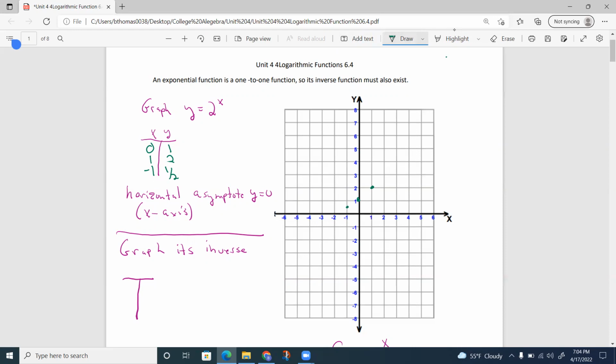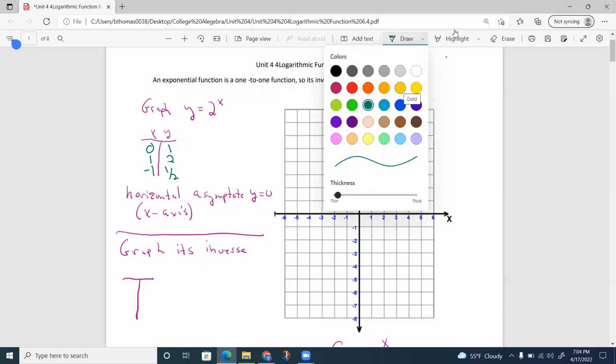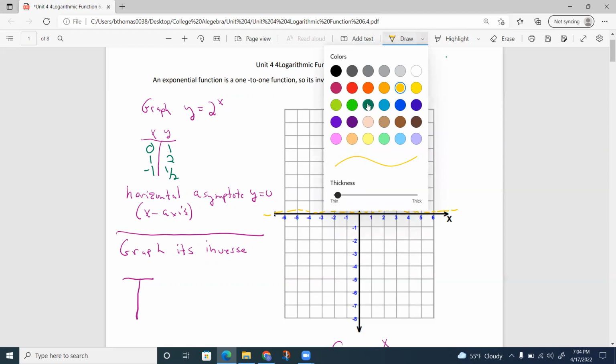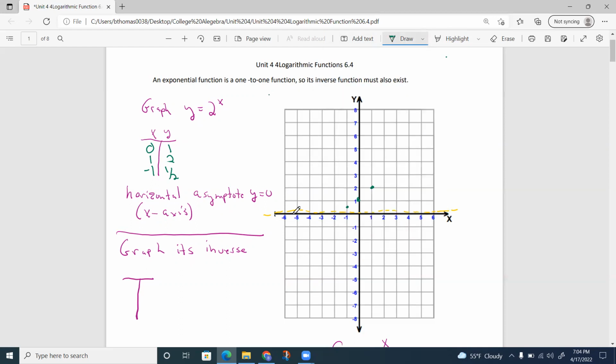Also remember that the x-axis was a horizontal asymptote. So in graphing our function, we kind of see that the x-axis is the boundary line. And this graph will then start to shoot up like so and make this kind of graph here.